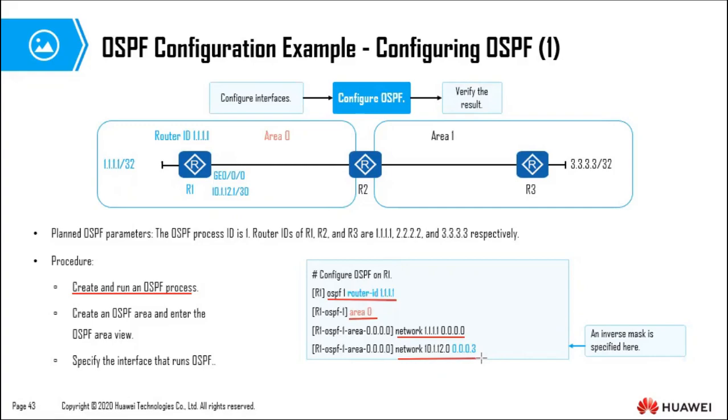We have those 2 networks, right? So see, we are advertising this interface, and we're also advertising this interface. You understand why the wildcard mask here is 0.0.0.0? You understand that? Because we are converting 32 ones into zeros, right? You understand why here it's 0.0.0.3?